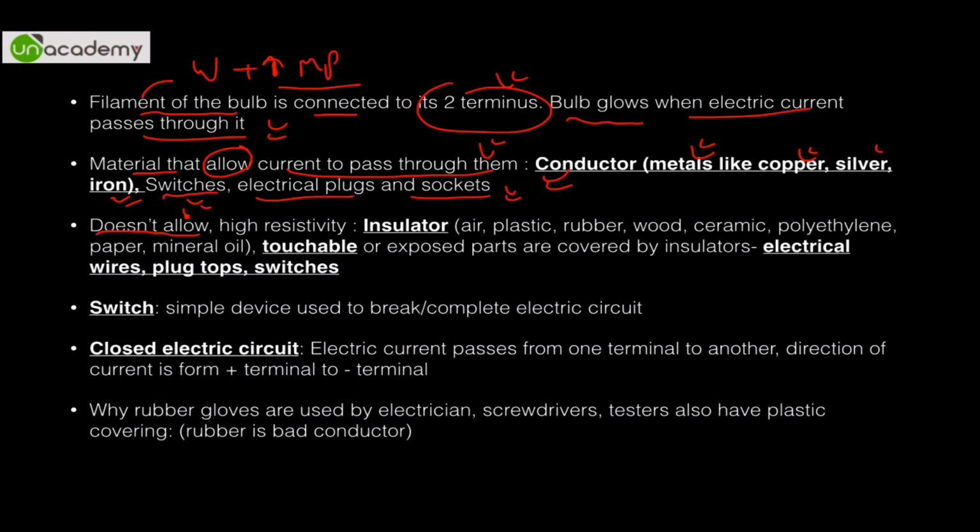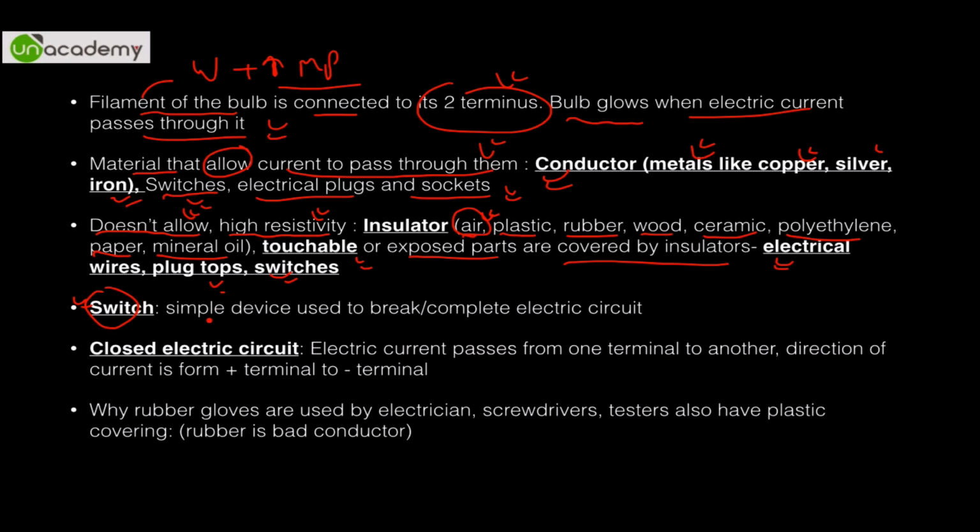Those which do not allow electricity to pass are called insulators. They have high resistivity, they do not allow the current to pass because of their high resistance. Example, air is a perfect insulator. You don't get a shock sitting here because air is between us, so it is almost a perfect insulator. Then plastic, rubber, wood, ceramic, polyethylene, which is polythene etc., paper, mineral oil, they are all insulators. Any touchable or exposed part of electrical appliances is covered by insulators. Example, electrical wires, plug tops, switches, etc.